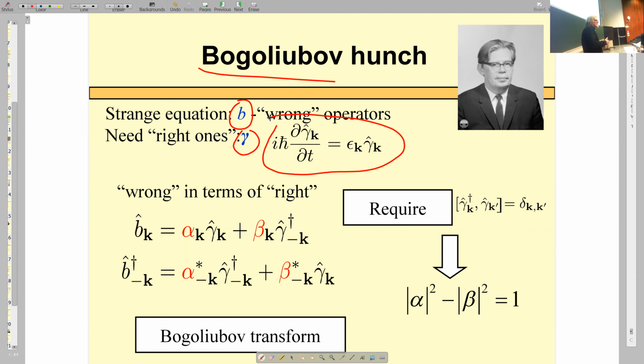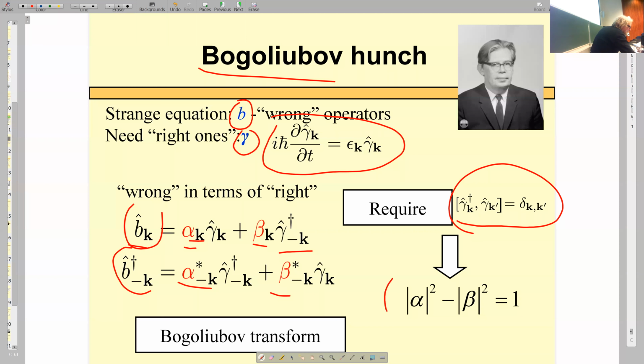Good. So the idea was to write the wrong operators in terms of the right operators with yet unknown superposition coefficients. Okay? Good. Alpha, beta. If you try to reproduce commutation relations with these operators, if you like these operators to obey the usual commutation relations, that gives a restriction on alpha and beta. It's again what Max has shown to you one month before. He talked about linear transformations of bosonic and fermionic operators. Good, that's called the Bogoliubov transform.